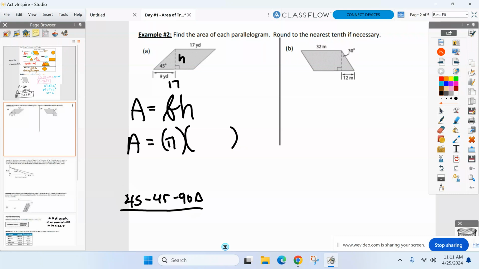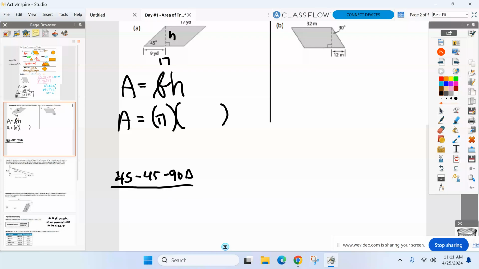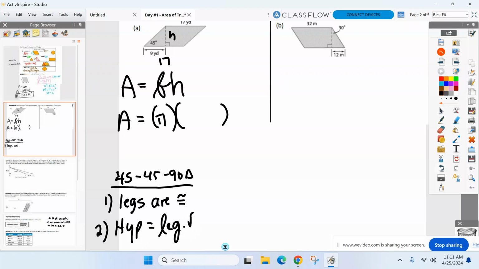Let's review our rules. In a 45, 45, 90 triangle, there are two legs. What do we know about those two legs? Legs are congruent. The sides across from the 45 are congruent. And then we also have a hypotenuse in the 45, 45, 90. Anybody remember that rule, Zeev? Is it leg times radical 2? Radical 2 it is, yes. So I have the hypotenuse, leg times radical 2. Just want to review that with you because it's on the assignment, and I'm sure it'll be on the test in a couple weeks.